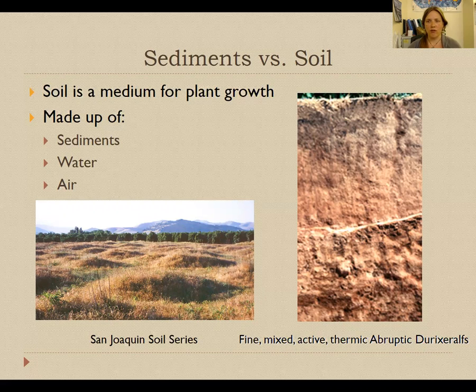And so a lot of the sediments that form soil originally formed from rocks. They weathered, they were transported across the landscape, they were deposited, and then they became soil. So we know soil supports different landscapes. Here's a picture of the state soil of California. It's called the San Joaquin Soil Series. Here's a picture of it in profile, and here's a picture of it on the surface.